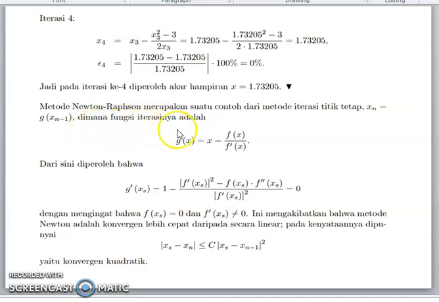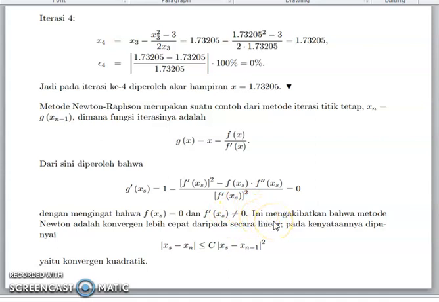The Newton-Raphson method is an example of fixed point iteration, x_n equals g(x_{n-1}), where the iteration function is this. And we get the first derivative of g(x) like this formula, and keep in mind that f(x*) equals 0 and f'(x*) is not equal to 0.